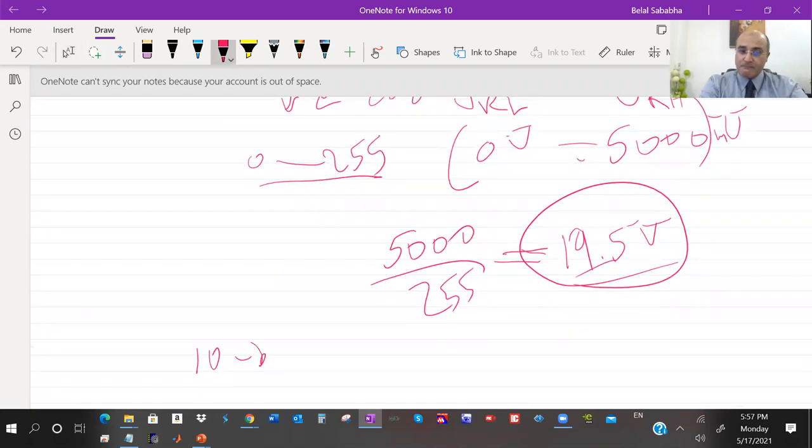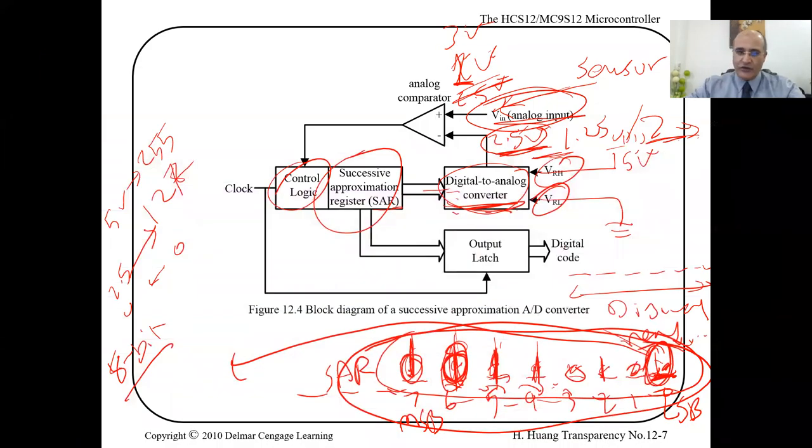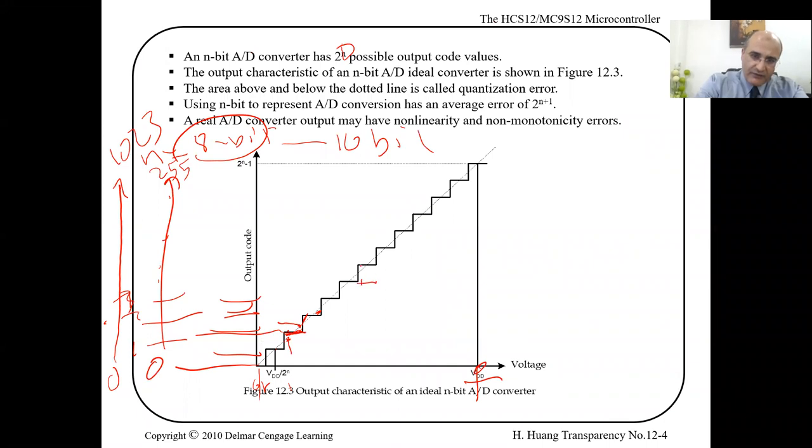If we're talking about 10 bits, then we're dividing this by 1023, and we're talking about 4.8 millivolts. Less error. And this error is the value of the worst case scenario we have here from this step. In this case, I was supposed to have this reading, was supposed to be this voltage, but it's giving me something here. And this value is giving me the same reading, and it could be this voltage. So the voltage difference between this and this, this is the error. But in this case, what we take here takes the ceiling.